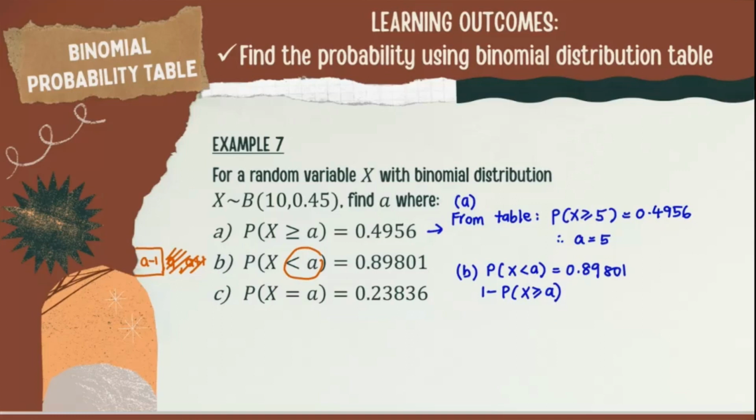Okay, and here the probability will be 0.89801. So P of X greater than or equals to A will be 1 minus 0.89801. So saya terus tekan calculator, I get 0.10199. Okay, ini yang kita dapat daripada calculator. Tapi dalam table kita ada 4 decimal places saja kan. So ini kita akan round off dia kepada 0.1020.